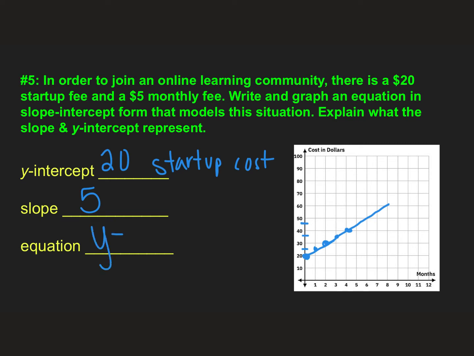My equation is mx plus b. My slope is 5 per month. Remember, the slope is per month, per something. And I'm going to add that startup fee. The slope represents how much money I'm paying per month.